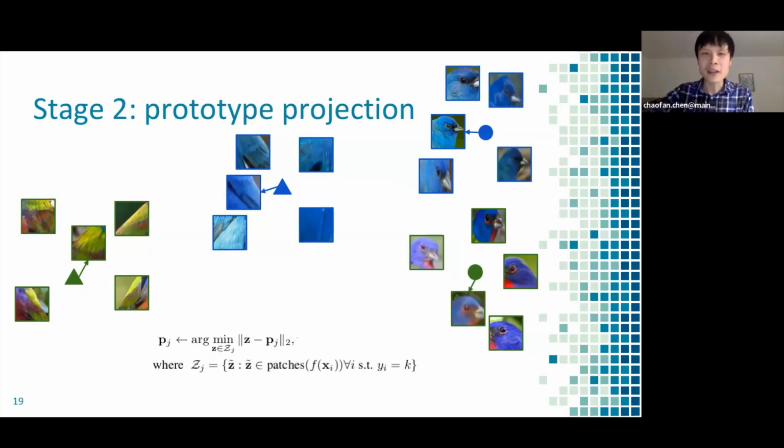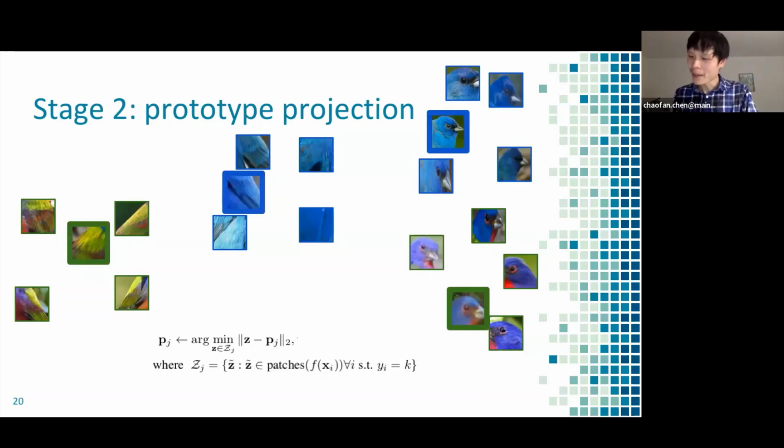So we basically project them, or push them, to the nearest latent patch that comes from the training set. And of course, we will project them onto the nearest training image latent patch from the same class as the prototype. We don't want to project the class 0 prototype to a class 1 patch. That's not good. And the result is shown here. The ones with the bolded borders now represent the new prototypes. So now we can actually associate each prototype with some training image.